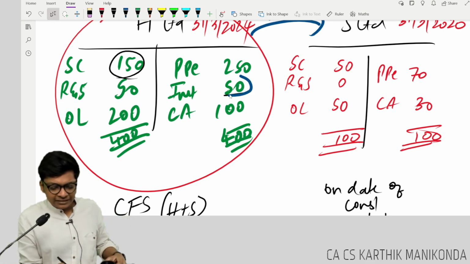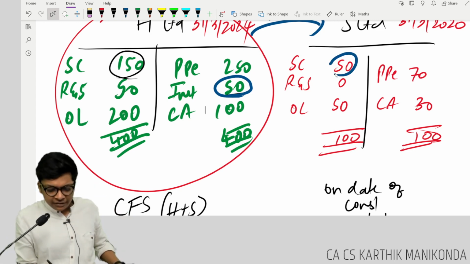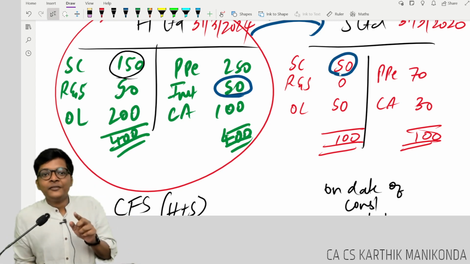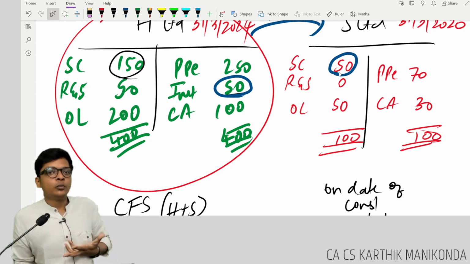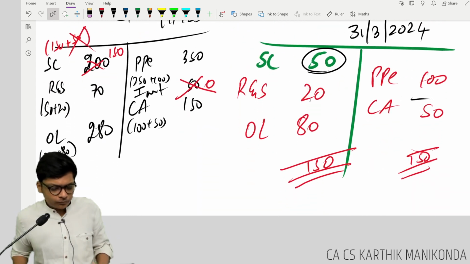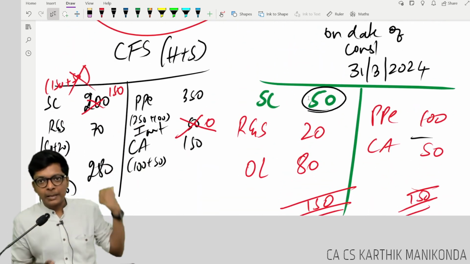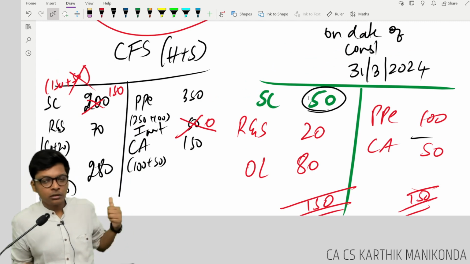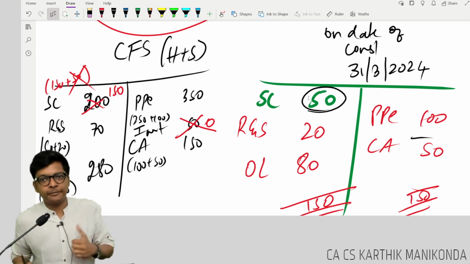Because we invested 50 and the value of the company on that day is also 50. For 50 you paid 50. Why will I have goodwill or capital reserve? Correct? That's it. This is the only adjustment for what, guys? For consolidation here. We don't have goodwill, we don't have minority, basic sum.